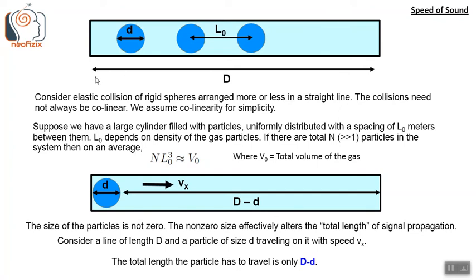So suppose we consider a straight line of length L and a particle of size d traveling on it with a velocity vx. Then the total length the particle has to travel is only L minus d. By the time it travels this distance L minus d, the front face of this particle will touch the right edge of this line. So it has to just travel L minus d to carry the signal from this end to this end, because the size of the particle is non-zero.